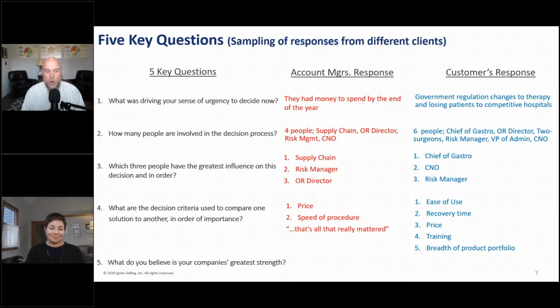And then the final one is, what do you believe is your company's greatest strength for this particular client? The account manager says it's speed of procedure. The same customer's strongest advocate says it's recovery time. The customer is saying that the best thing you can bring to us, what we love about you, is that you provide us a better recovery time, not speed of procedure. So think about this for a moment: why do opportunities stall? Why does the sales cycle sometimes take longer than it needs to? Well, this gives you a little bit of an example of why that might be.